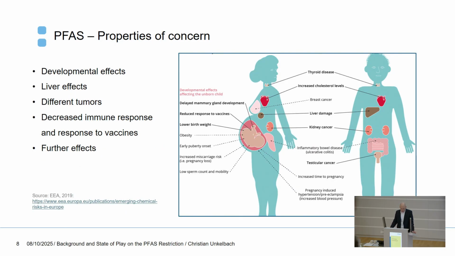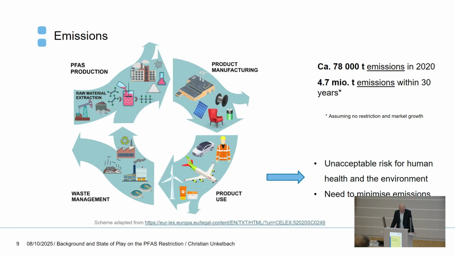So only on a very high level of abstraction, PFAS can lead in human health to developmental effects, for example, effects on single target organs like the liver, tumors like in testes, breasts, or kidneys. They may decrease the immune response and the response to vaccines, and even further effects. Beyond each of these bullet points, there is stuff for one whole conference at least. So much for the hazard potential.